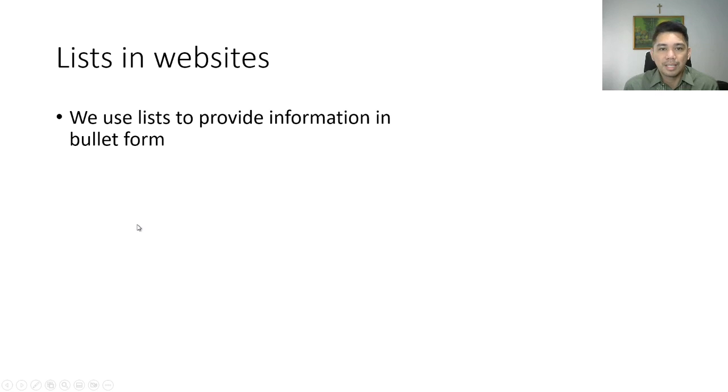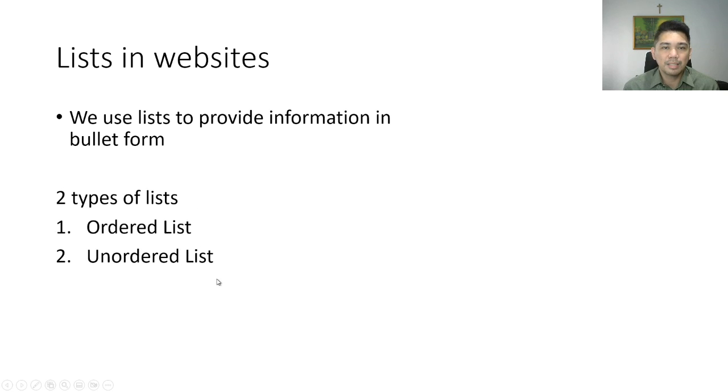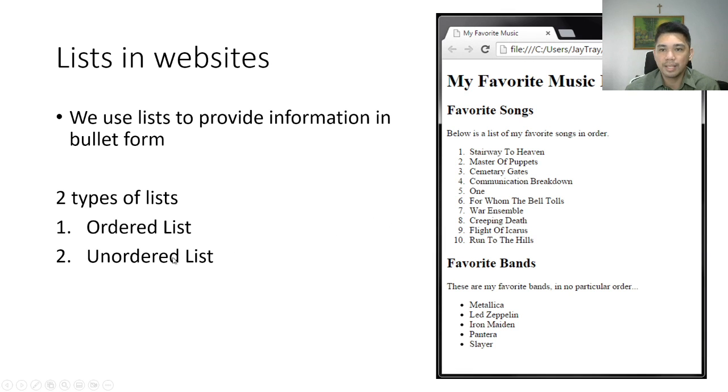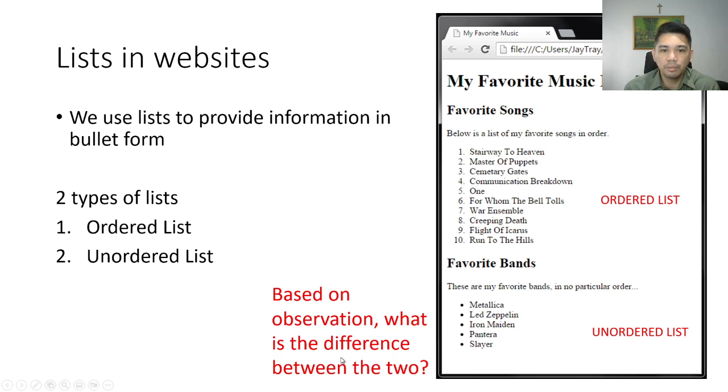So paano ginagawa ang isang list? Ang mga list, dalawang klase kasi ang list sa HTML. First is the ordered list and second is the unordered list. So to know kung ano yung difference between the two, let's look at this example. So the first one, itong nandito sa taas, it's what we call an ordered list. Itong nandito sa baba, it's what we call an unordered list.